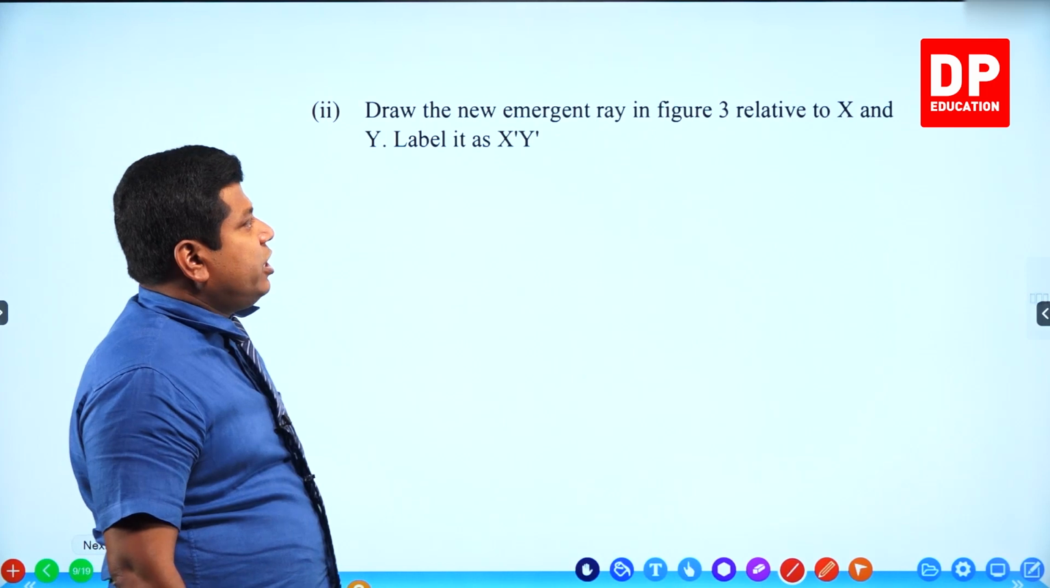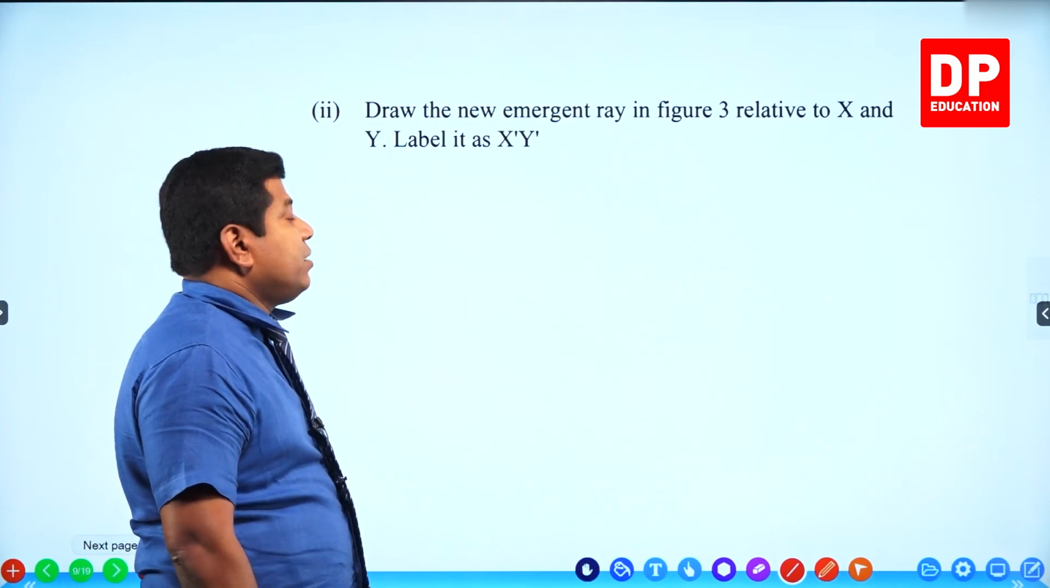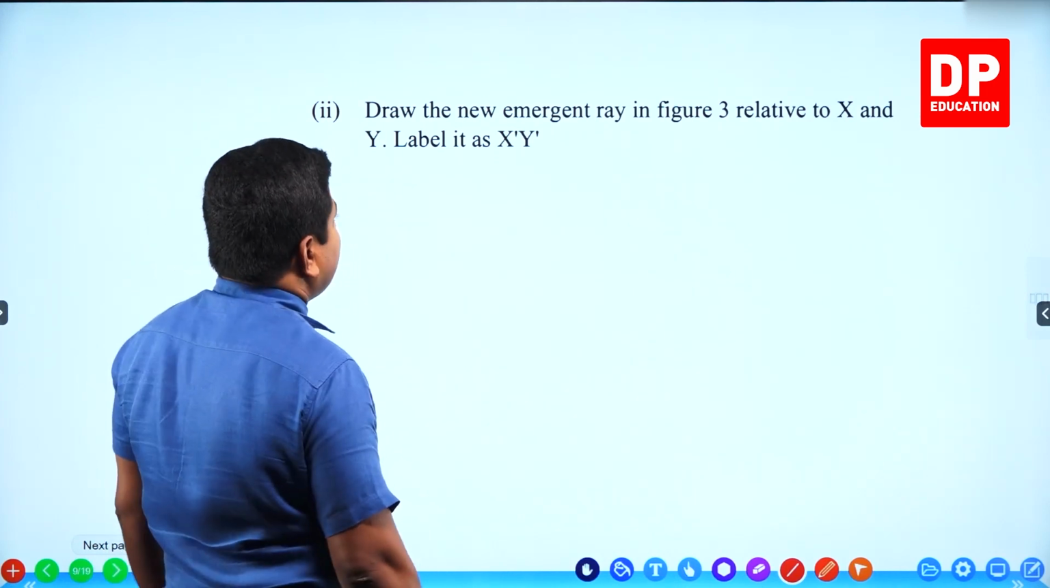Draw the new emergent ray in figure 3 relative to X and Y. Label it as X dash, Y dash.